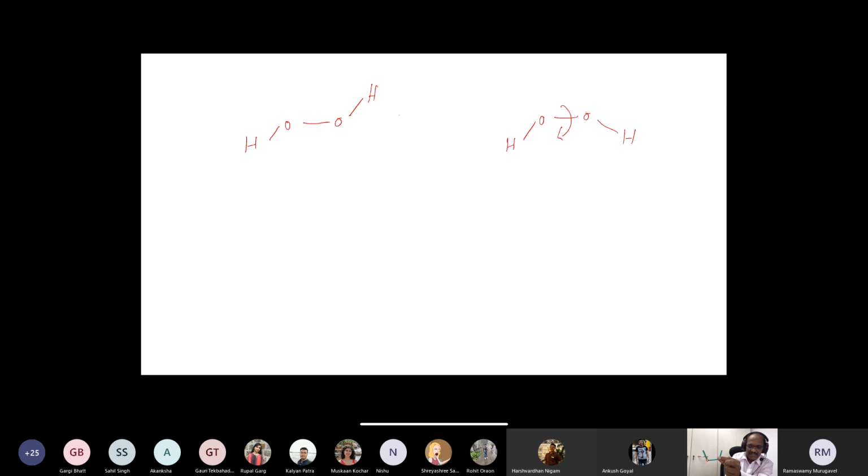In the cis isomer, the two-fold axis runs here. This is a two-fold axis. And in the trans isomer, the two-fold axis is perpendicular to this bond. This is the two-fold axis. This is the two-fold axis. So both the molecules have, one is a C2v.